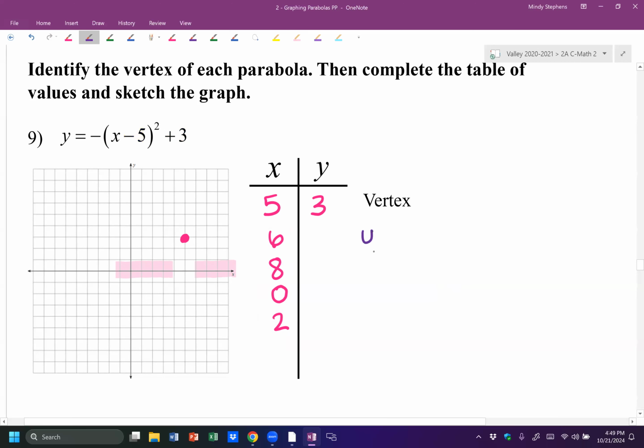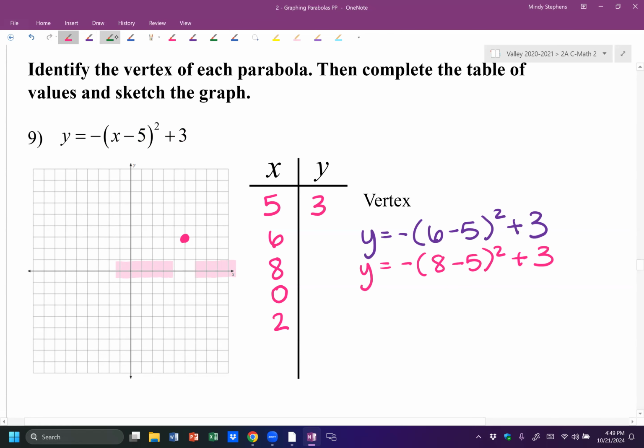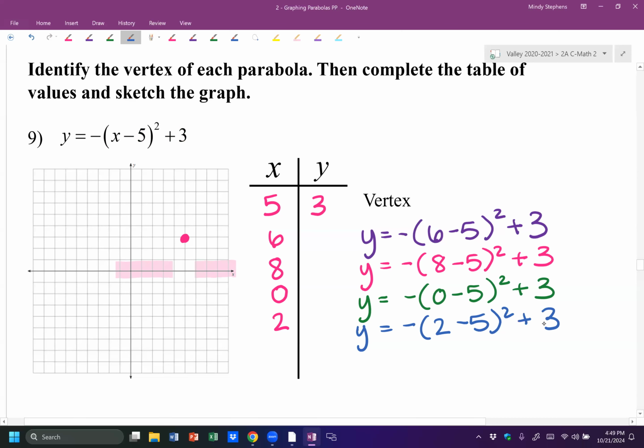So we're going to put these numbers into the equation. So putting in the 6, I have y equals negative, and then 6 minus 5 squared plus 3. And then do the same thing for the rest of those. Okay, and just enter those all in your calculator.